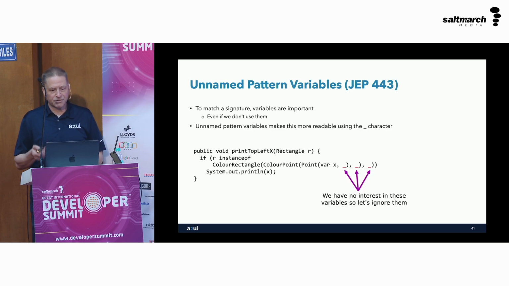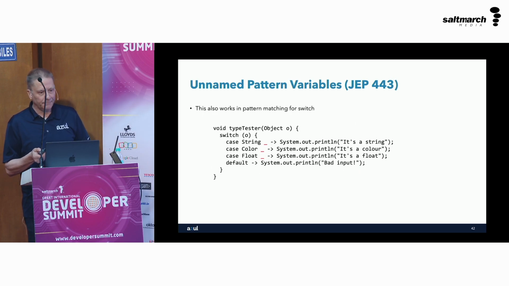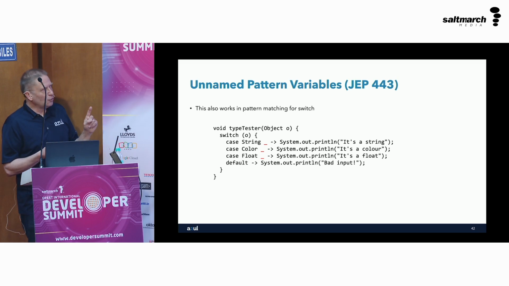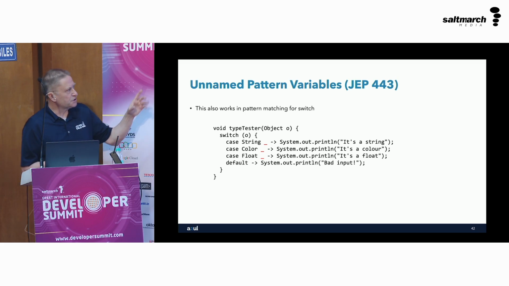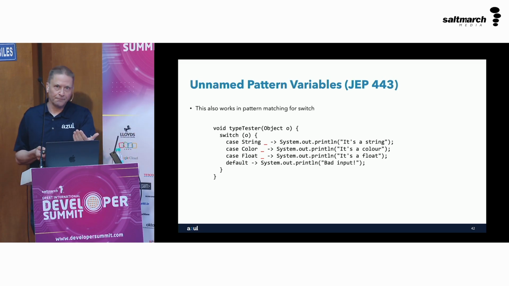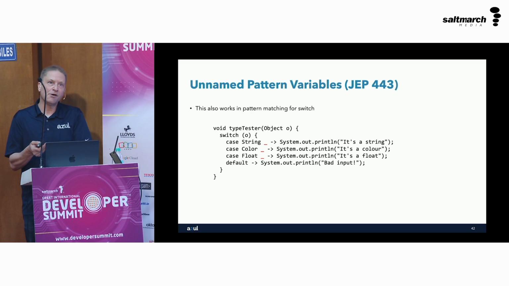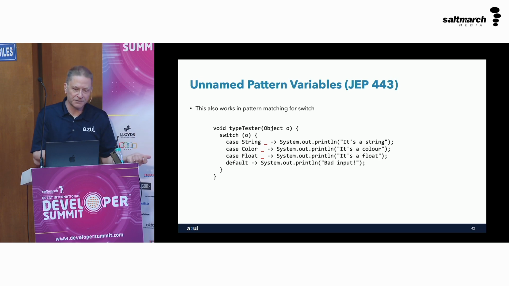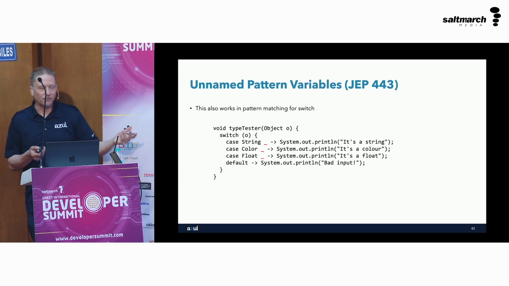So yeah, we've got no interest in those, so we'll basically ignore them. Unnamed pattern variables. So this was also introduced, again using the underscore. So here we can use it in a switch statement as well. So we can do case string, and then because we would typically have a pattern variable there, we don't want to use that pattern variable because we're just going to print out it's a string. So we can replace the pattern variable with an underscore. Same with color, same with float.